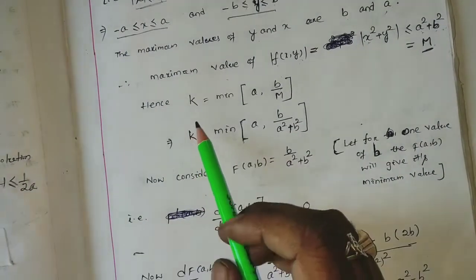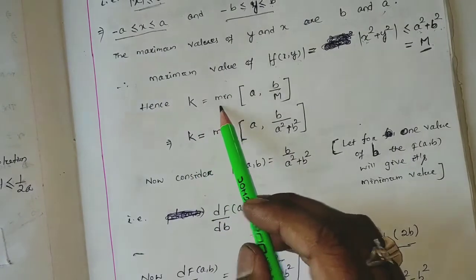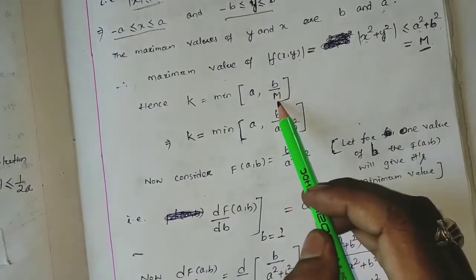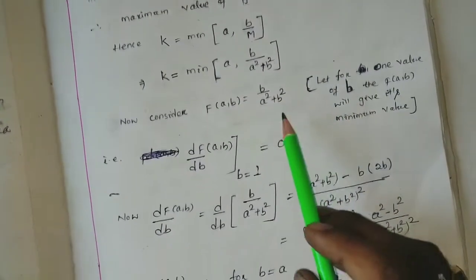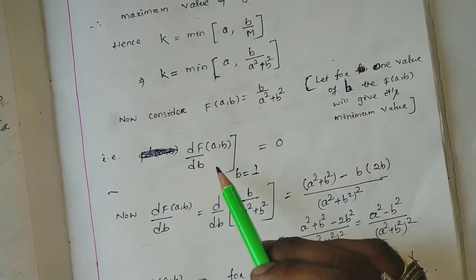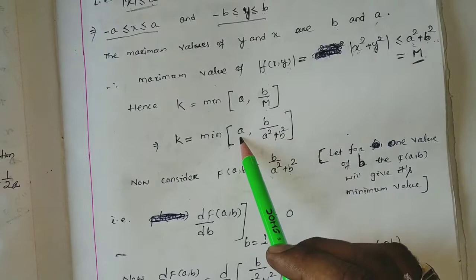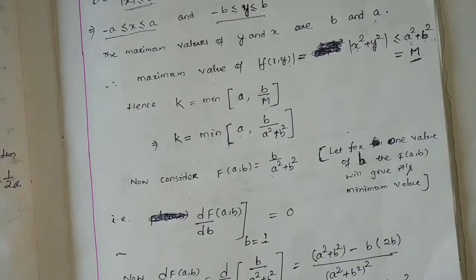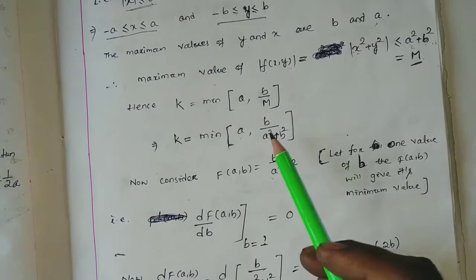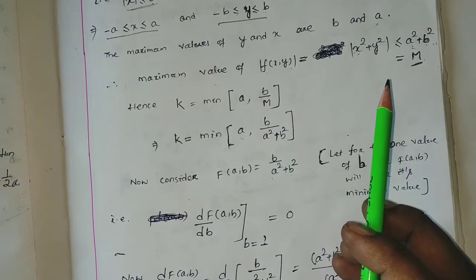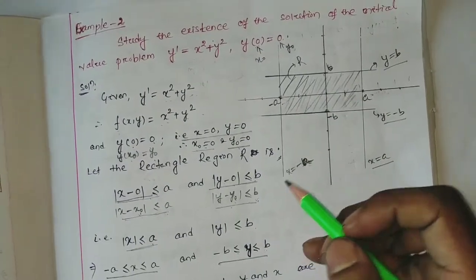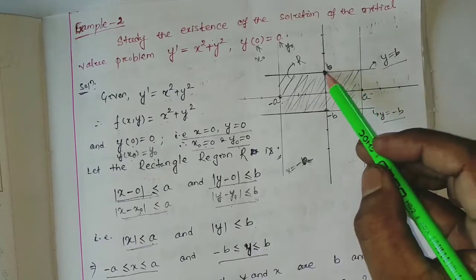Now we have to find out the value of k. k is nothing but the minimum of a and b/M. So a, b/M, where M is nothing but a² + b². You just substitute over here, a² + b². Now which one is the minimum? Is a the minimum or b/(a² + b²) the minimum? How are we going to find out? Here it is not given whether a is greater or b is greater. But for our convenience we considered a greater and b smaller, and we drew the rectangle.